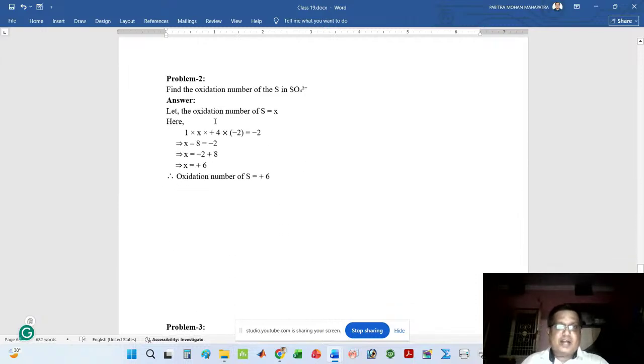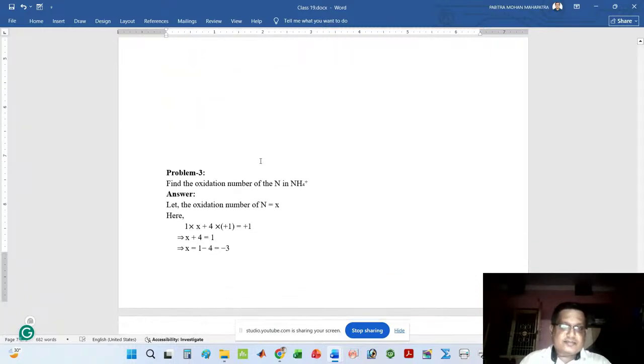Next problem. Find the oxidation number of sulfur in SO4 2 minus. Same style. Let the oxidation number of sulfur be x. Here one sulfur is present, so I can write 1 into x. There are 4 oxygen atoms present, so you can write 4 into minus 2, and the total is equal to minus 2. Solve this. x minus 8 is equal to minus 2. x is equal to minus 2 plus 8. x is equal to plus 6. So I can say that the oxidation number of sulfur is plus 6.